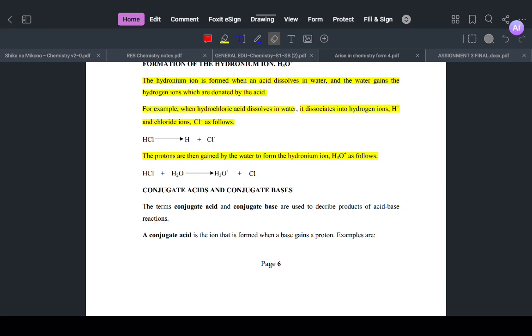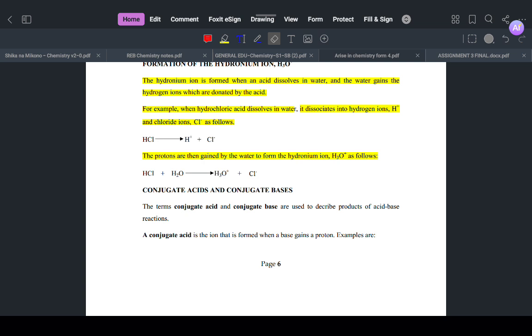In our previous lesson, we looked at the meaning of a base and an acid, in which we said that an acid is a proton donor. All acids have one thing in common, which is to donate a proton, which is a hydrogen ion. In every chemical reaction they participate in, acids always release, donate, a hydrogen ion, which we call a proton.